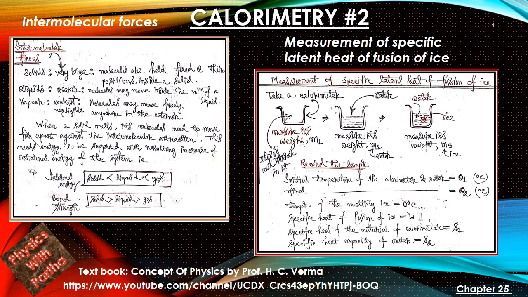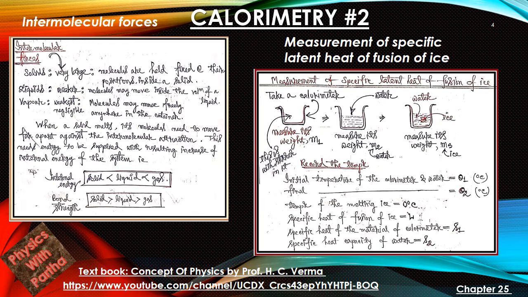Now when a solid melts, its molecules need to move far apart against the intermolecular interaction. So that needs energy to be supplied from the surroundings to increase the intermolecular energy of the system. Now internal energy for solid is less than liquid, liquid less than gas, and bond strength in case of solid is greater than liquid, greater than gas.